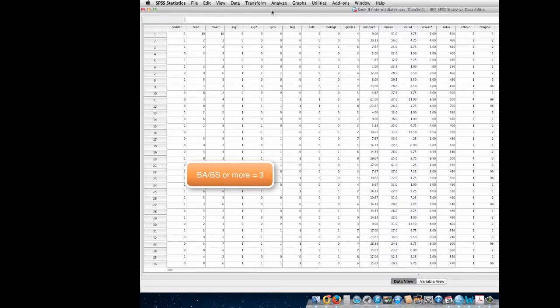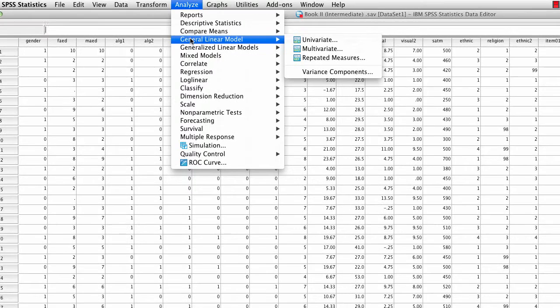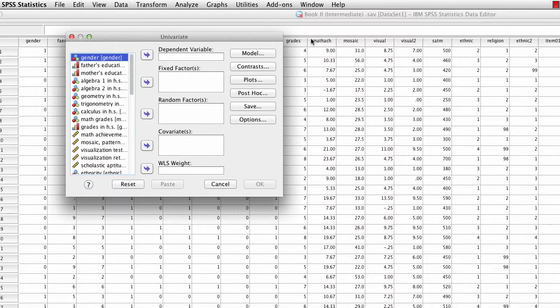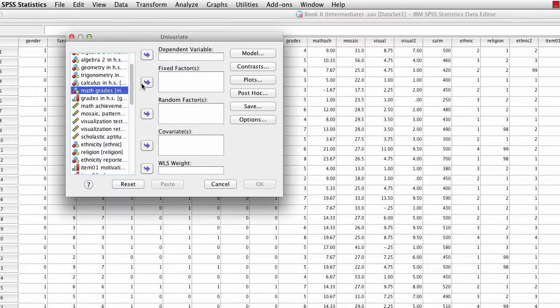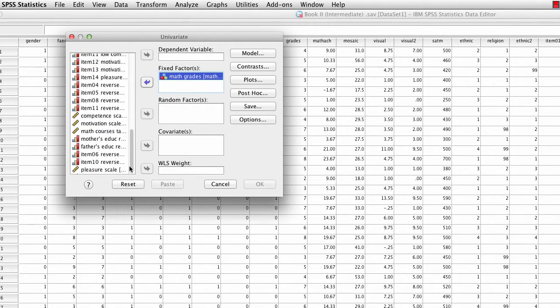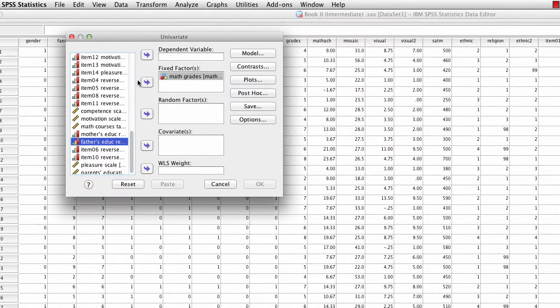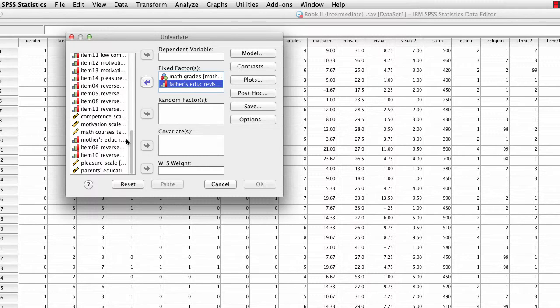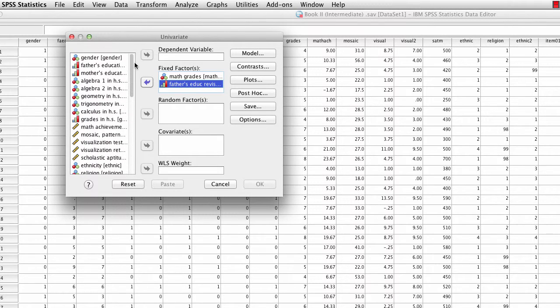As we do with all our factorial ANOVAs, we go to Analyze, General Linear Model, and Univariate. Then in our Fixed Factors box, we're going to put in math grades, mostly A or B, or less than A or B. That's the two categories. And Father's Education levels revised. Make sure you use Father's Education revised. And in our dependent variable, we're going to enter math achievement.